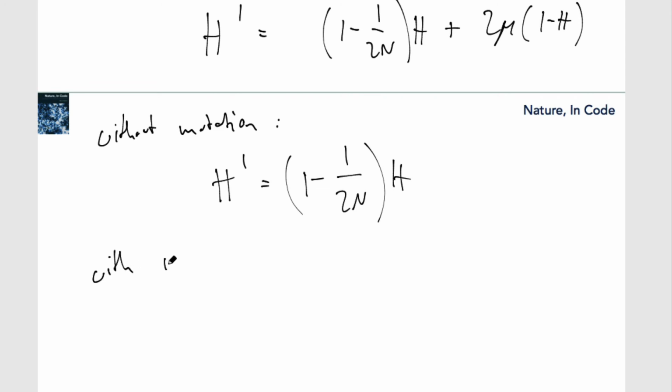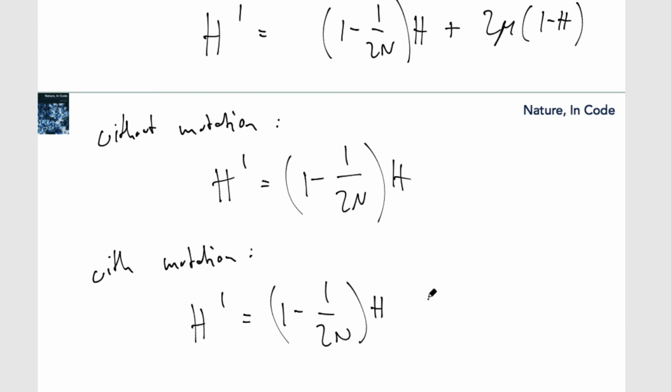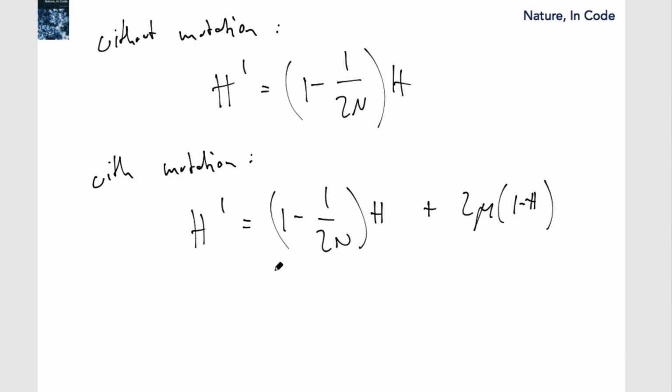However, now with mutation, we get to the point where we have the same term here plus 2 mu 1 minus h. And this is actually now quite beautiful, because this we know is exactly the reduction in genetic variation, or maybe I should rather say the decrease due to drift. Okay, this is exactly the term that we derived before.